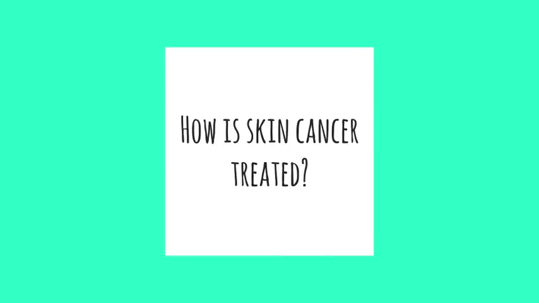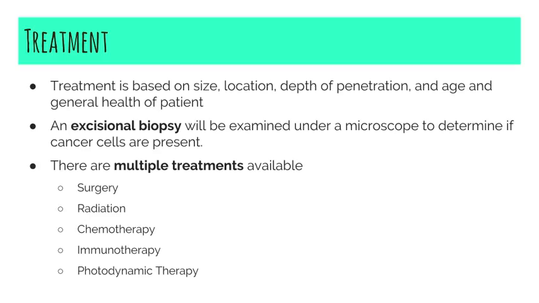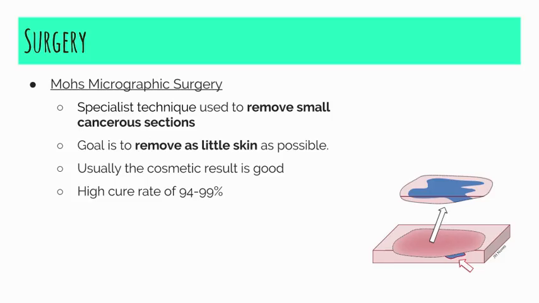How is skin cancer treated? Treatment is based on size, location, depth of penetration, and age and general health of patient. In general, an excisional biopsy will be examined under a microscope to determine if cancer cells are present. There are multiple treatments available. These include surgery, radiation, chemotherapy, immunotherapy, and photodynamic therapy.